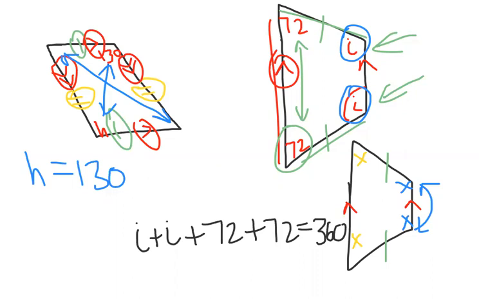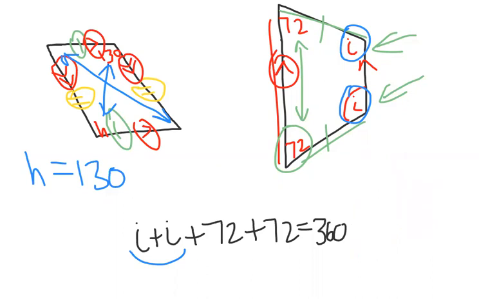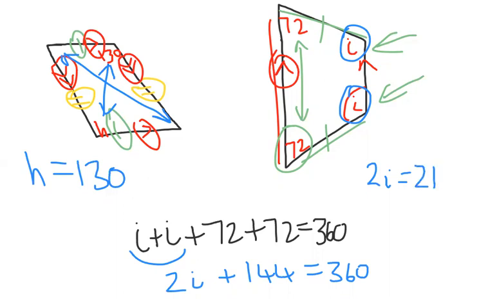So what I'm going to get is I plus I. Again, look at my algebra video just to see how I did that. Then you'll see I plus I is 2I plus 144 equals 360. So 2I will equal 360 minus 144, which equals 216. And then I will equal 216 divided by 2, which is 108. So one I is 108.